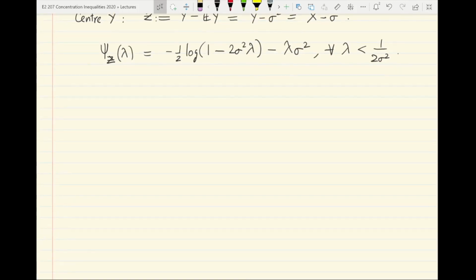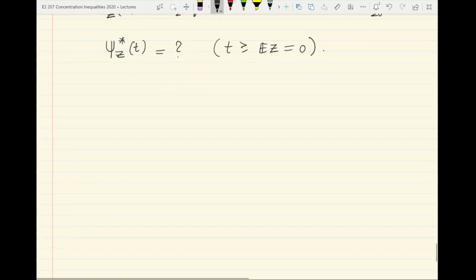So what about the main object of interest, which is the Cramér transform of the centered y, which is z. Let's say assuming t is greater than or equal to the expected value of z, which happens to be 0. So t is any positive number, and we'd like to compute C_z star of t to get an idea of the tail behavior or the Chernoff bound.